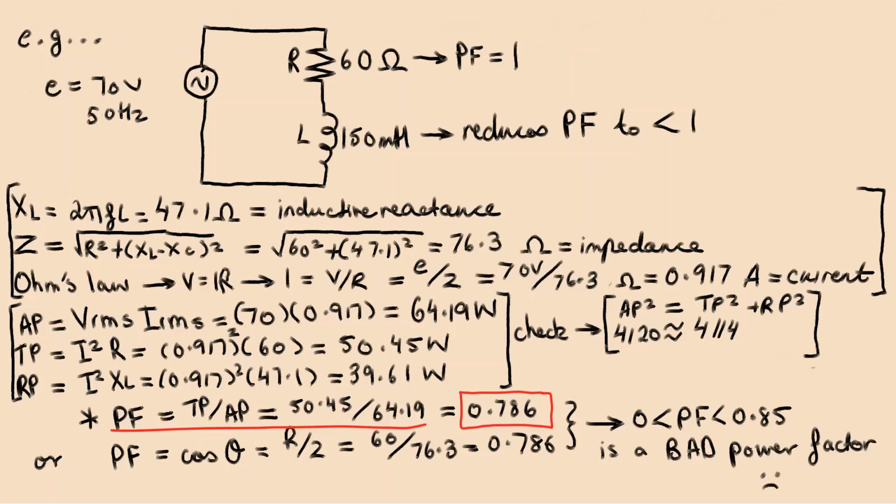In this example, we have calculated the power factor to be 0.786. You can pause the video here to view the working. This power factor is below 0.85, which is considered to be unproductive. However, this can be remedied by introducing capacitors.